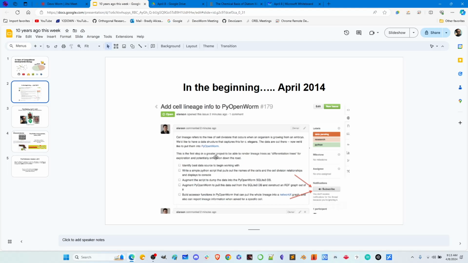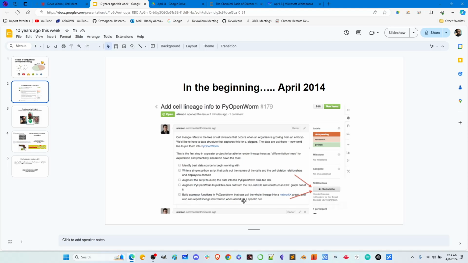So we had an issue here that we wanted to build. There were a couple of things. Identify the best data sources to begin working with. Write a simple Python script that pulls out the names of the cells and the cell division relationships and displays them in the console. Augment the script to dump the data into a PyOpenWorm SQLite database. Augment PyOpenWorm to pull these data out from the SQL database and construct an RDF graph, which is a data structure out of it.